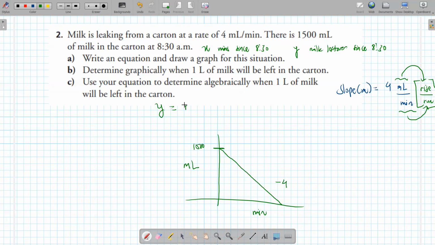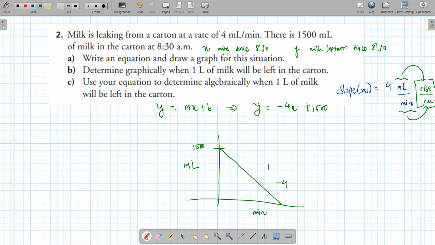Remember, it's just mx plus b, the equation of a linear line. We know the slope is 4, but since it's leaking, it means it's negative. So -4x plus 1500, there you go, that's the equation. Or 1500 minus 4x, it's the same thing.